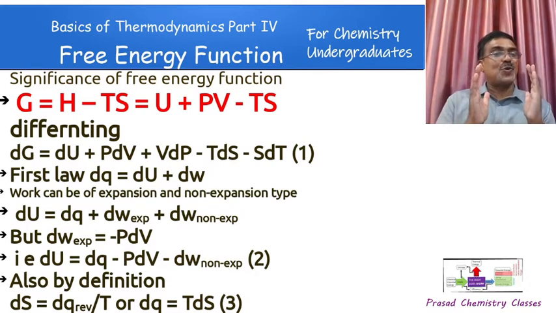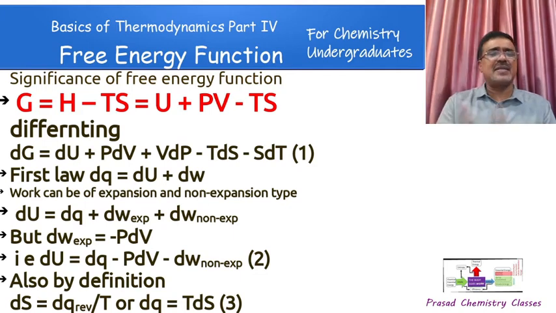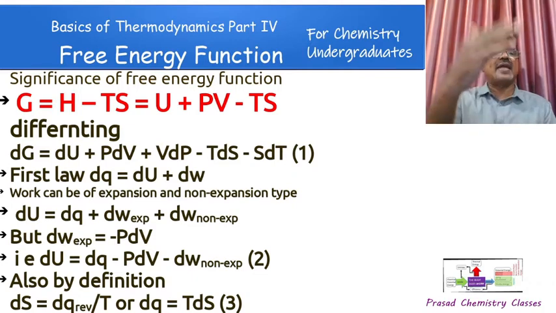That holds good when there is only expansion type of work, but we have to add the other term of the work. The other term of the work in some cases may be 0 or in some cases may not be 0. That we do not worry. So we have to put dq minus pdV minus dw non-expansion, right? And also by definition of entropy, dS is equal to dq reversible by T, or dq can be put as equal to TdS. Now we can put this equation 2 and 3 into equation 1.